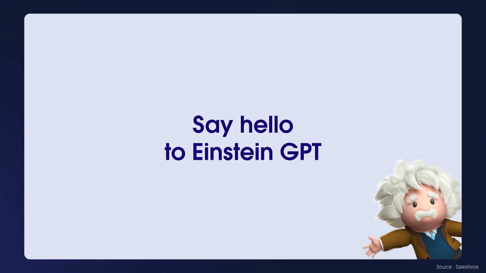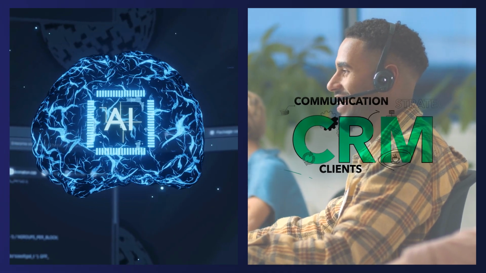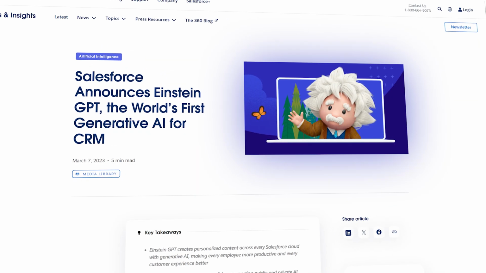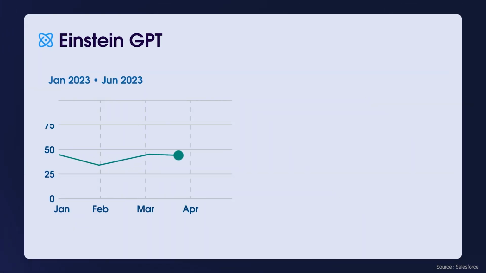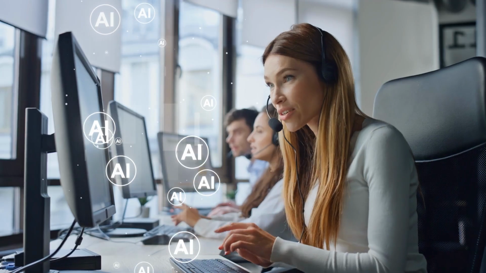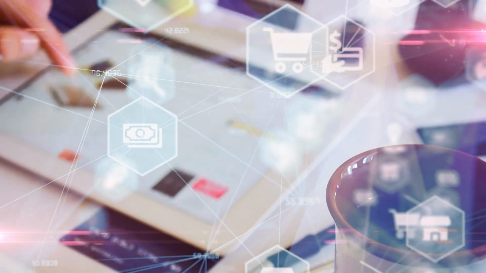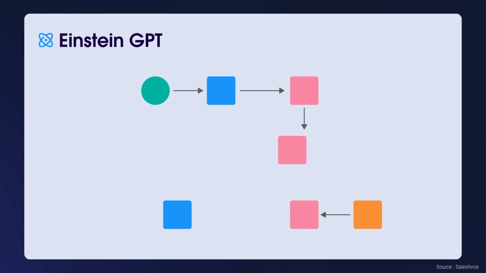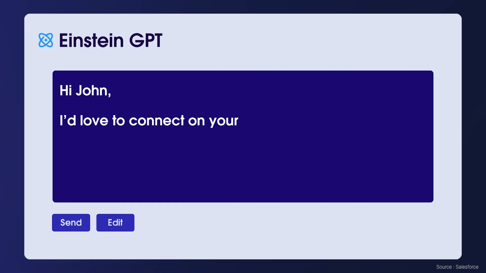First, let's dive into Einstein GPT, a game-changer in the world of AI and CRM. This powerful tool goes beyond traditional AI, offering human-like text generation, automation, and deep insights. Imagine having an AI assistant that understands your customers, drafts personalized emails, and even predicts their next move. With Einstein GPT, you can streamline your workflows, boost productivity, and deliver exceptional customer experiences.